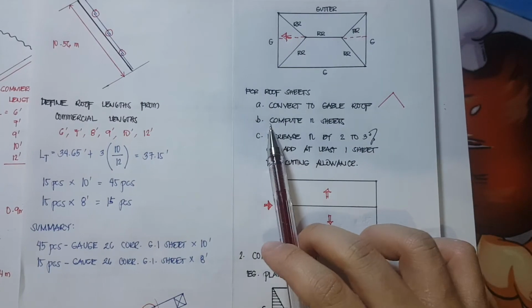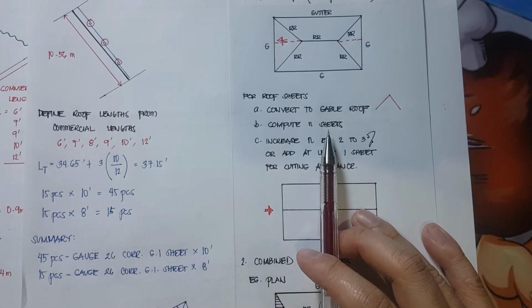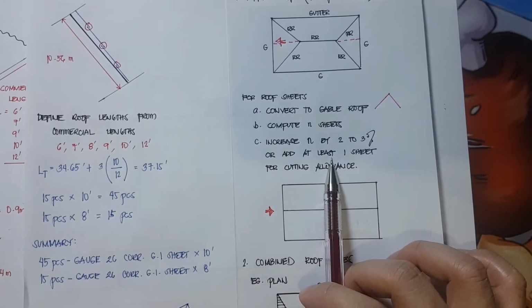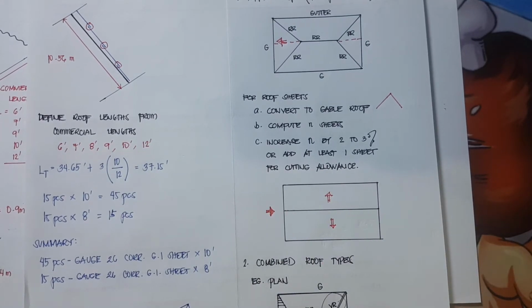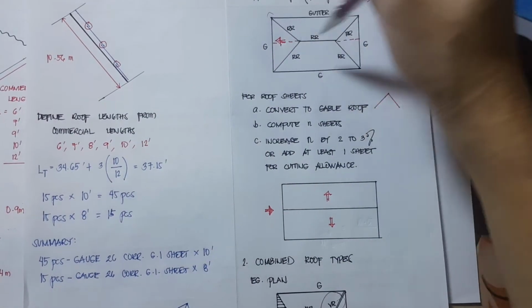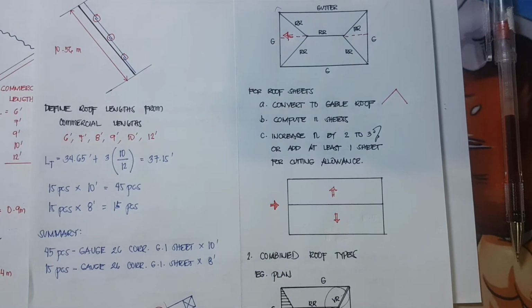Then, the next procedure is compute for the number of sheets. After computing for the number of sheets, increase it by 2 to 3% or at least add 1 sheet for cutting allowance. Okay? Yung cutting allowance na yan, kasi alam naman natin, dito sa side na yan, diyan tayo magkakaroon ng excess or lacking for the cutting.